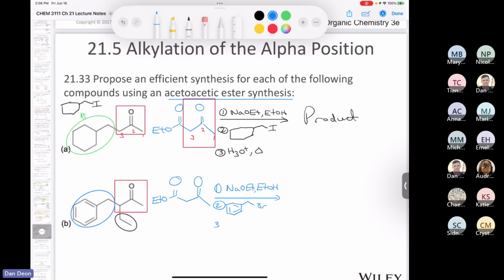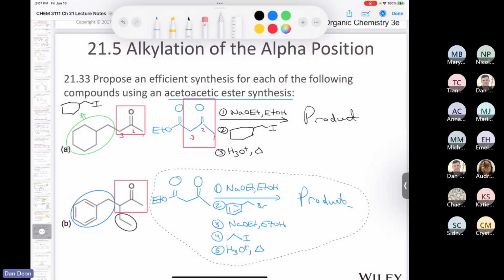Then we're going to do the same thing again, treat it with sodium methoxide again in ethanol, and we're going to add our second electrophile, which will be ethyl iodide or ethyl bromide or ethyl chloride. And then in the last step, we're going to treat that with water, aqueous acid, and heat that up. And that is going to give us a final product, just like that.